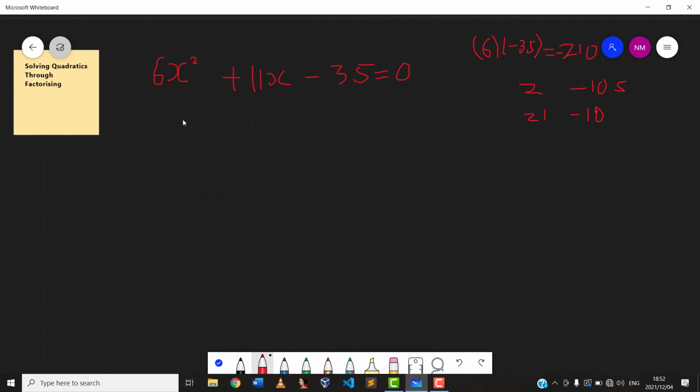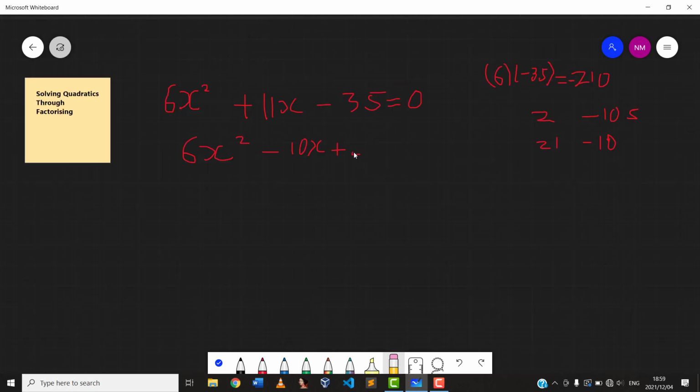So now we can do this. We can rewrite plus 11x as minus 10x plus 21x. Sorry about that. Okay. So you haven't really changed the equation much, because if you simplify minus 10x plus 21x, that still gives you 11x. You've just put it in a form that's factorizable.